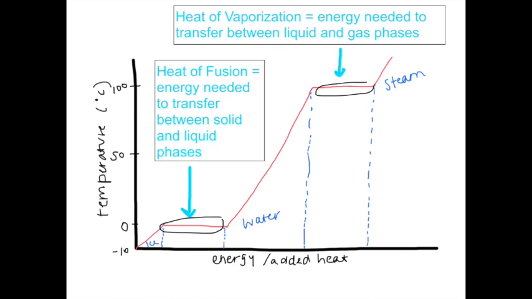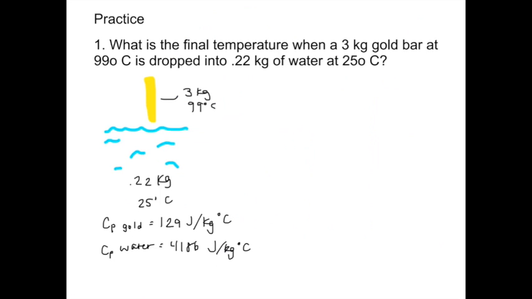Latent heat will come into play in both of these locations. In the first, it's known as the heat of fusion, which is the energy needed to transfer between the solid and liquid phases. Later on, when the water transitions to steam, we use the heat of vaporization. This is also latent heat, but it's defined as the energy needed to transfer between the liquid and gas phases. Now for some practice problems.